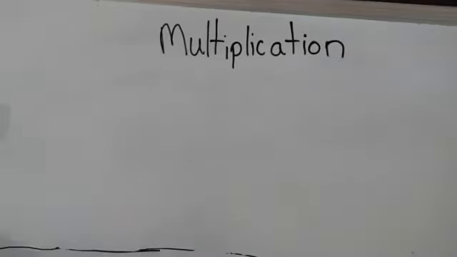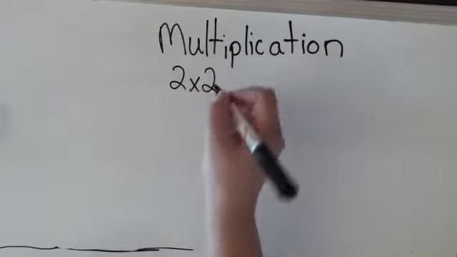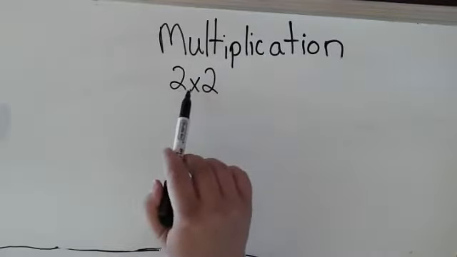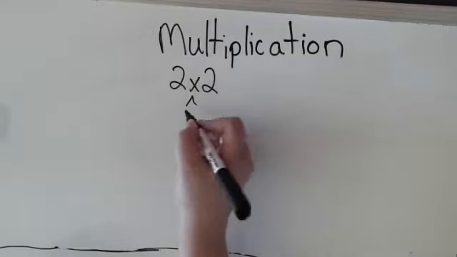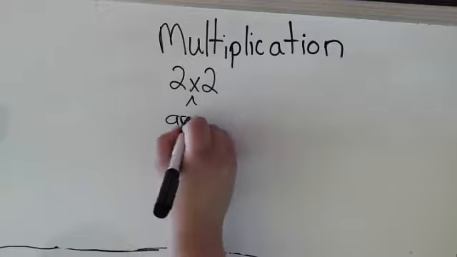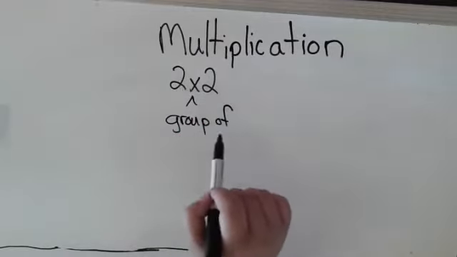Today we're looking at multiplication. So when you're looking at multiplication, you're looking at, let's say, 2 times 2. Now, how we'd normally say this is 2 times 2 or 2 multiplied by 2. But in actuality, this x, this times symbol, says groups of. So what this says is 2 groups of 2.